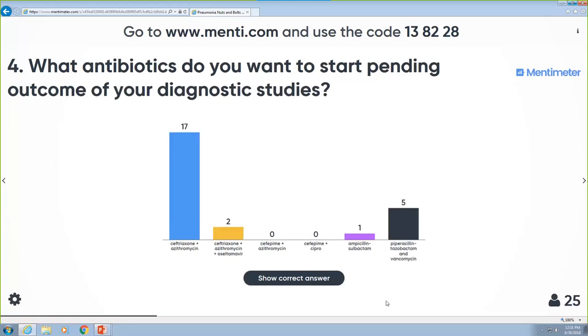All right. I guess I forgot to put percentages on this one, but it looks like most people are going with ceftriaxone and azithromycin. A few people want to throw in some viral coverage, and then 5 people went with the old standby vancomycin.